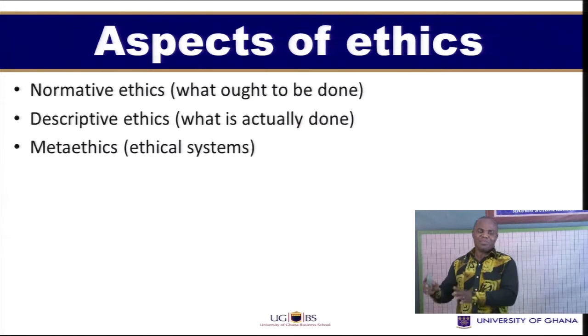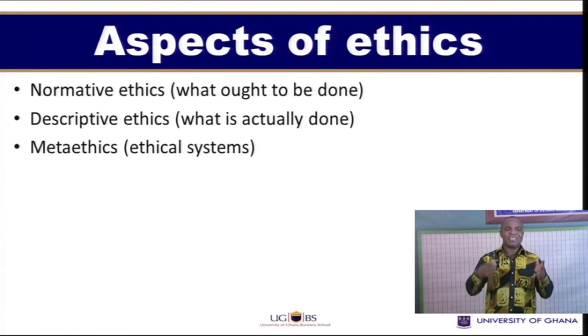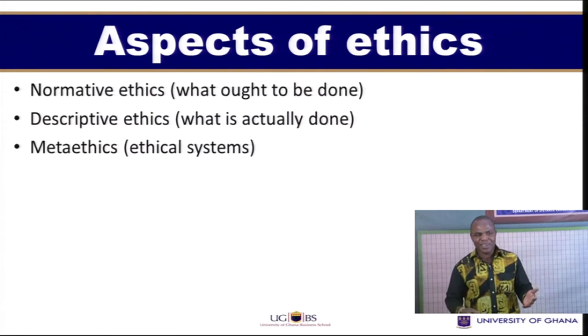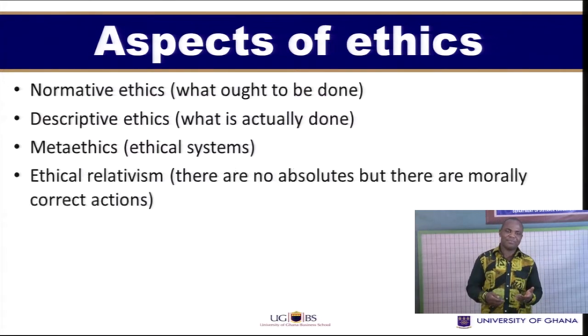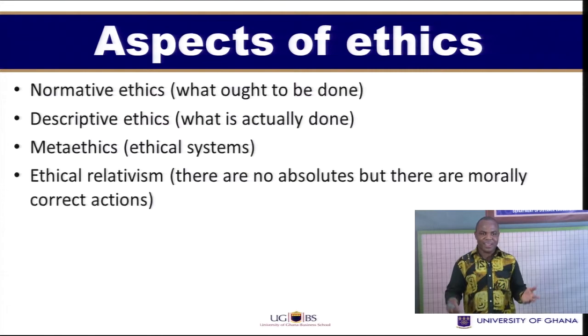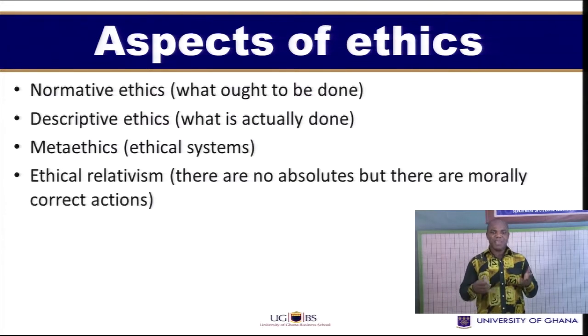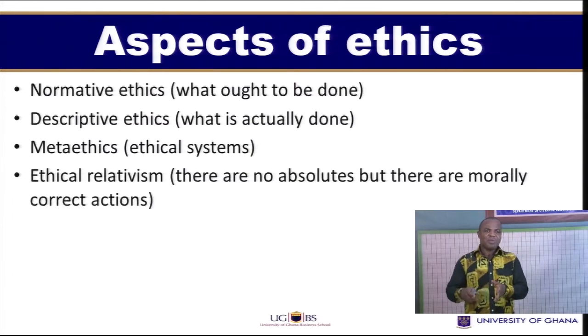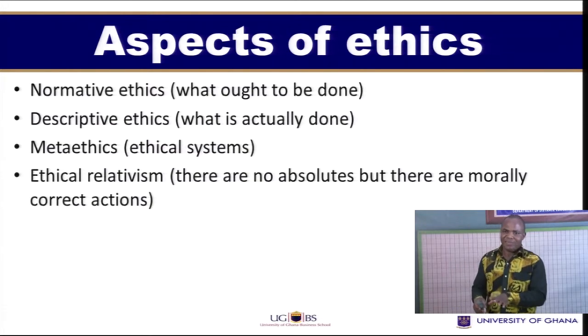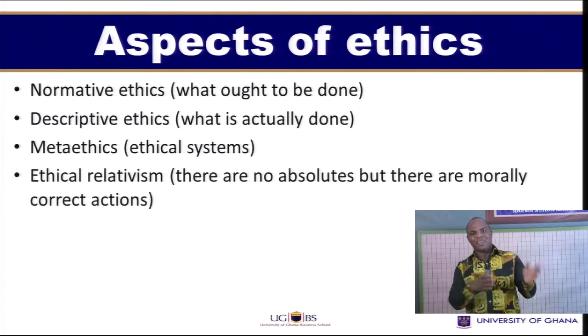Combining the ethical systems of a set of people to those of everybody. The study of ethical systems is what we refer to as meta-ethics. And of course, we have ethical relativism, which means that what may be considered ethical in one society may be considered unethical in another society.